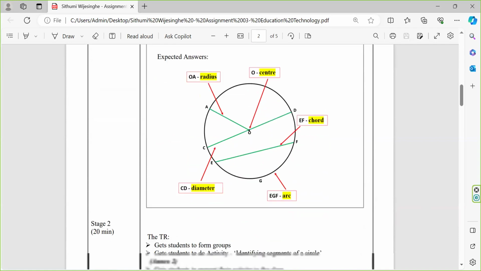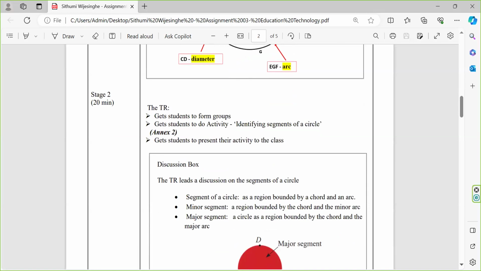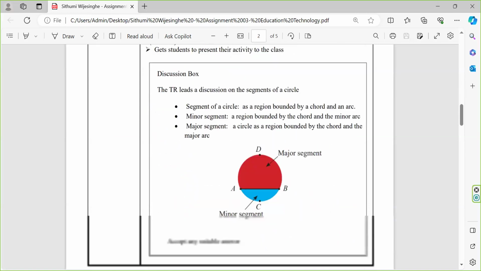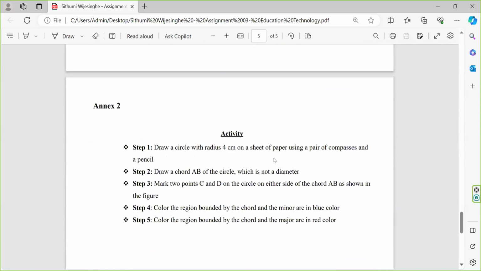its parts. In the second stage, it is a group activity. The teacher gets students to do an activity identifying segments of a circle. This is the given activity as group work. Here, students have to follow these 5 steps and do the group work. Especially in this group activity, their psychomotor skills will be developed. Also, their soft skills such as cooperative leadership and communicative skills will be developed. At the end of this group activity, the teacher asks them to present to the class what they did in this activity and what the final output is. Students have to present. So here, I did not include any new knowledge.